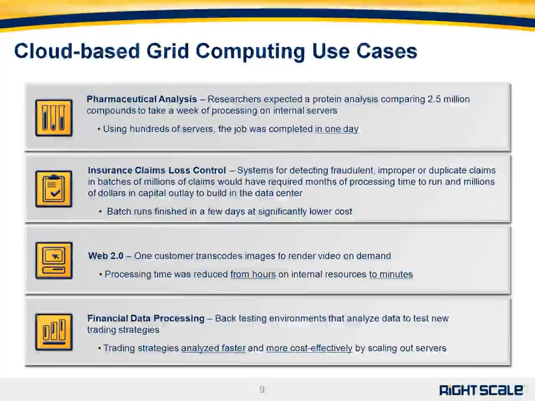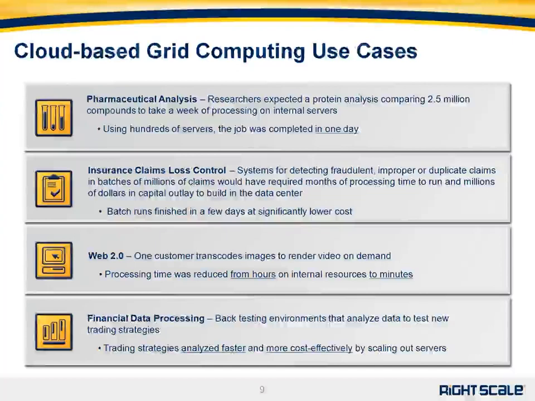Often when we've talked to pharmaceutical companies and the processes they're working with and how they're leveraging RightScale, their main reason that they use us is because their issue is how quickly can they get a drug to trial and thus to market. Similarly, we work with organizations that do insurance claims loss control, where they're looking at detecting fraud within all the different claims that they're given. And they do their batch runs on the cloud, and they're able to do this at a significantly lower cost using RightScale.